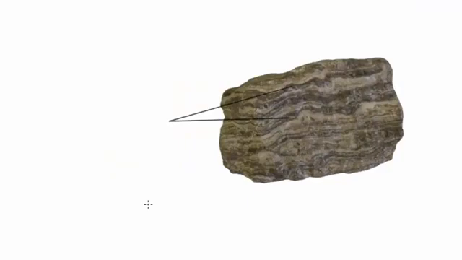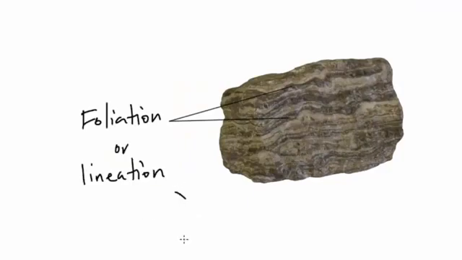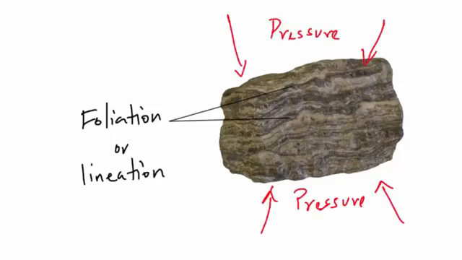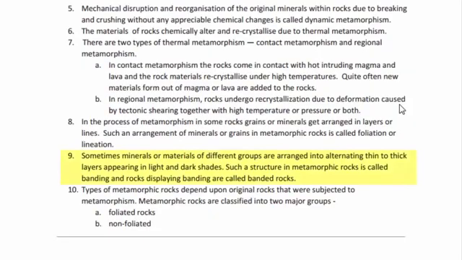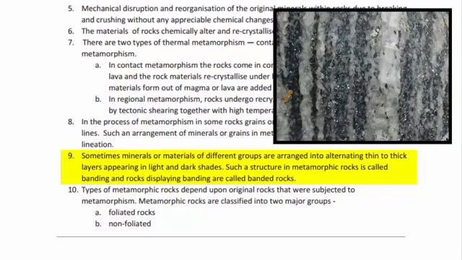Now have a look at this picture. You see this horizontal line, a nice clear pattern sort of thing? This is called foliation or lineation. Imagine how much pressure this rock must have gone through so that layers are visible. Now in a similar manner, we have banding, where layers appear in light and dark shades. They will not have a clear pattern, but still you will see different layers of shades. That's why this is also called foliation.